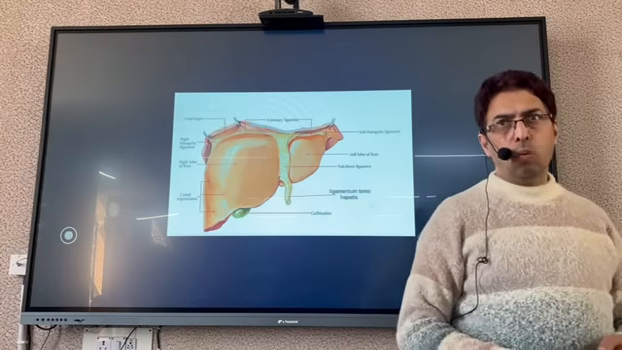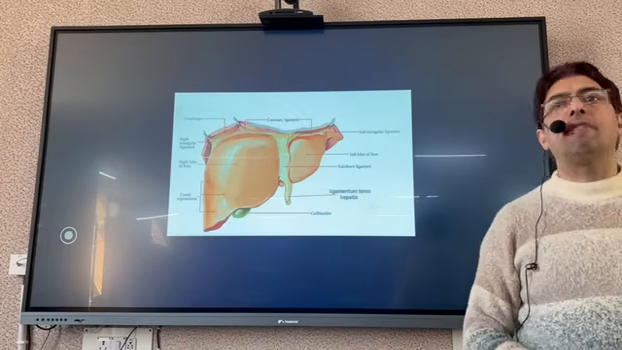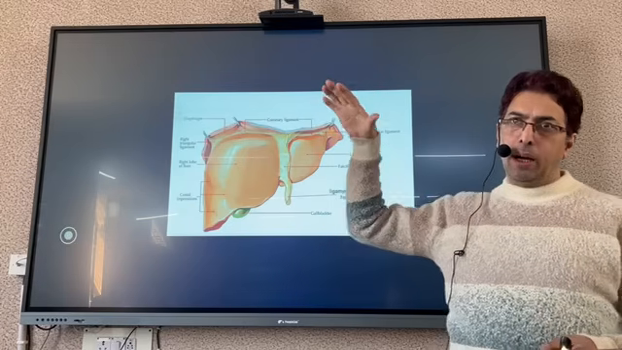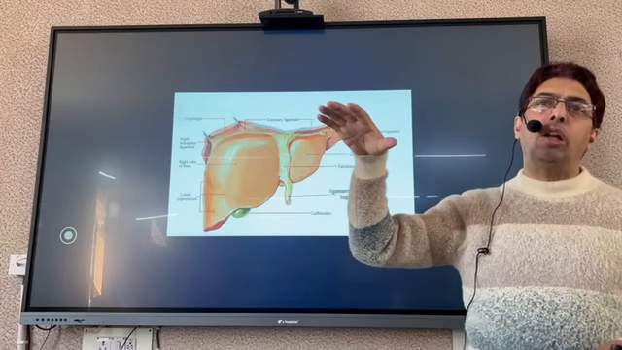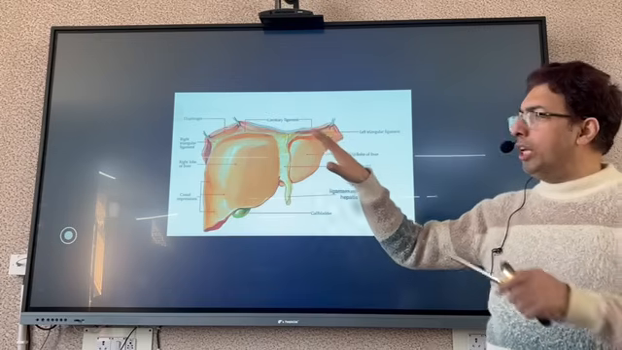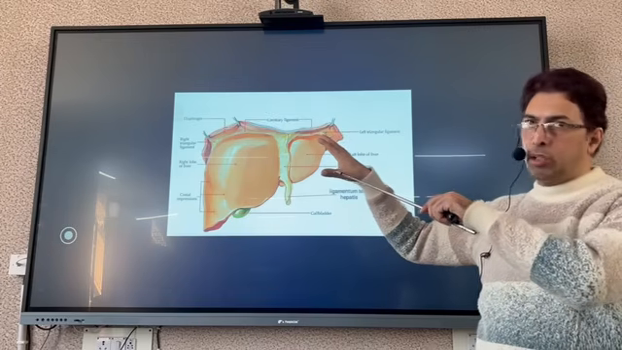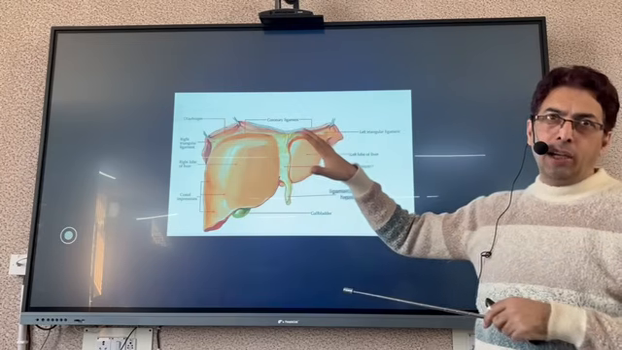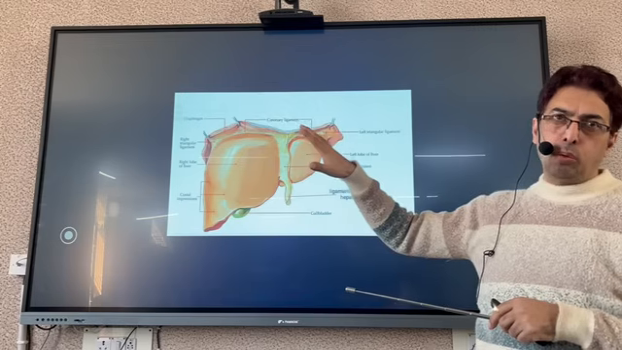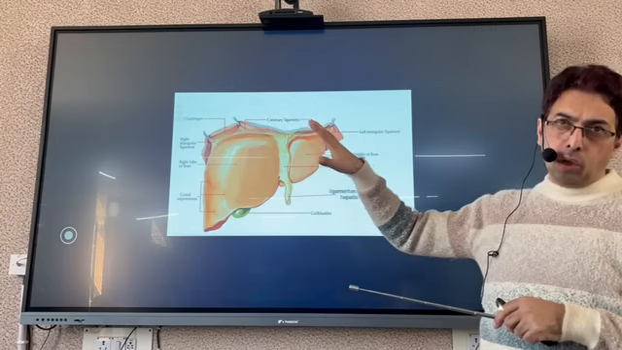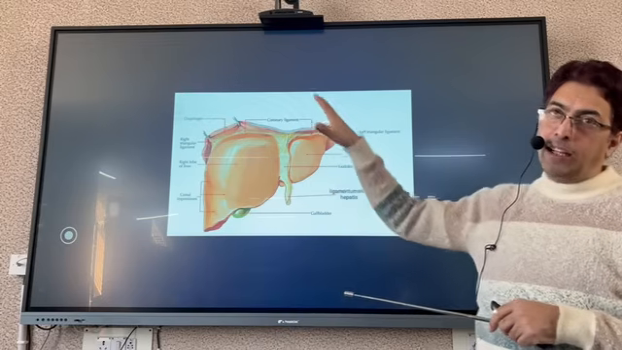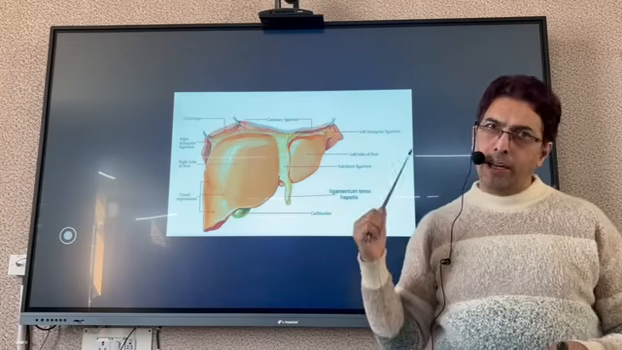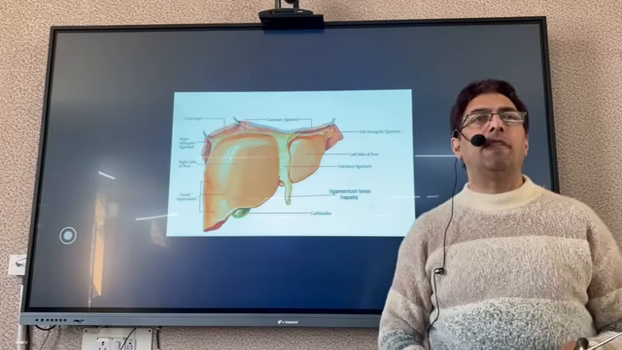Now you tell me, sir, what is the right triangular ligament and what is the left triangular ligament? Fine. What happens is, the coronary ligament has an upper layer and a lower layer. The point where they fuse forms sort of a triangle. So the point where the superior and the inferior layers of the coronary ligament on the right side and the left side meet, we give the name triangular ligament. On the right side, right triangular ligament. On the left side, left triangular ligament.